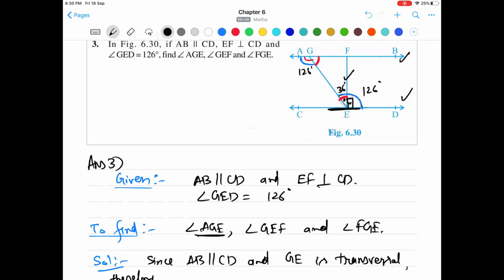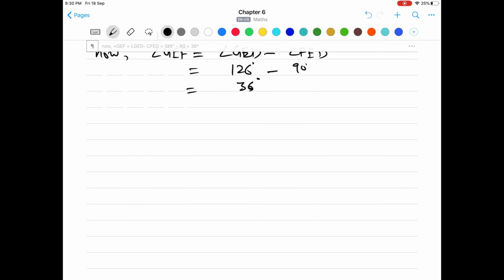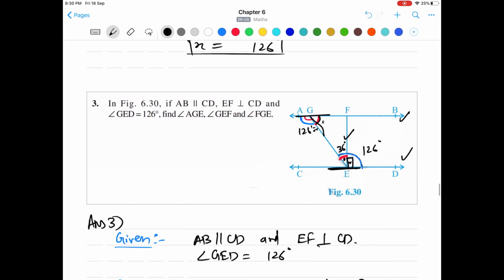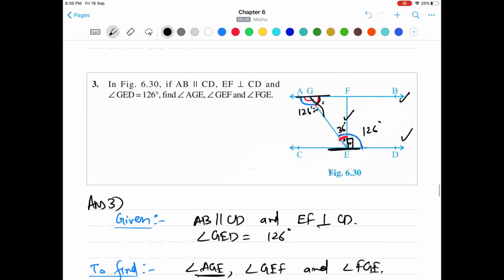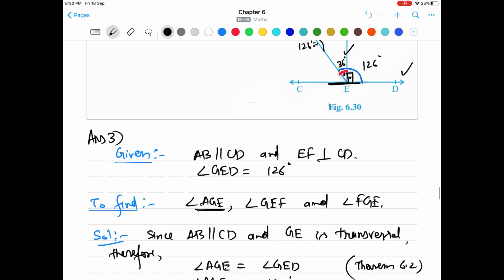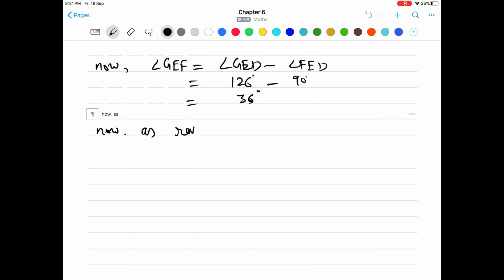Now we have to find only one angle, which is this one. Now you can see this is a line and this GE is a ray on it, so the sum of these two angles has to be 180 degree, so we'll use that. Now, as ray GE is standing on line AB, we can write this as ray GE.